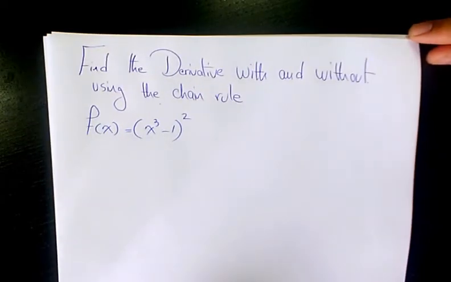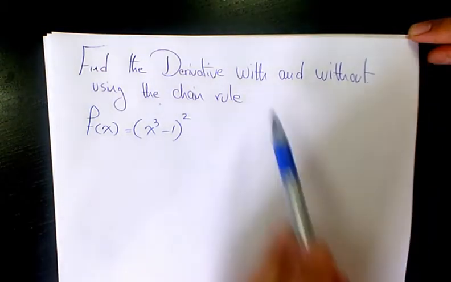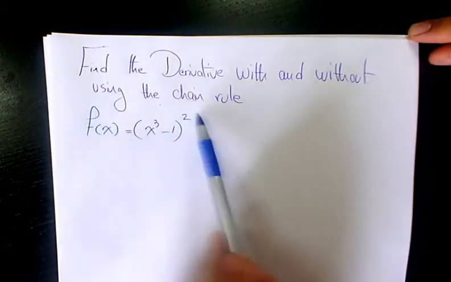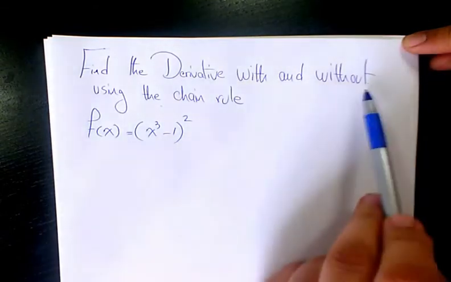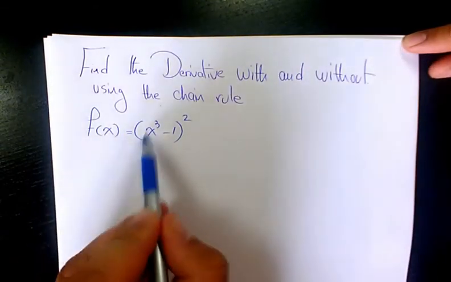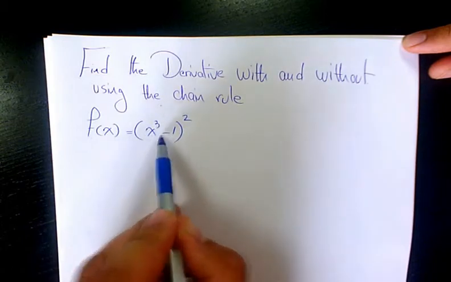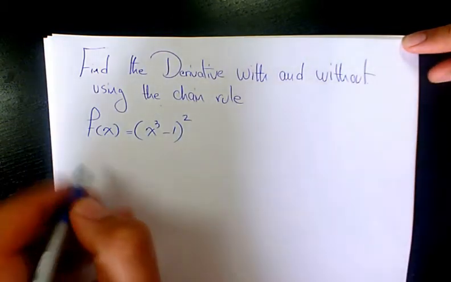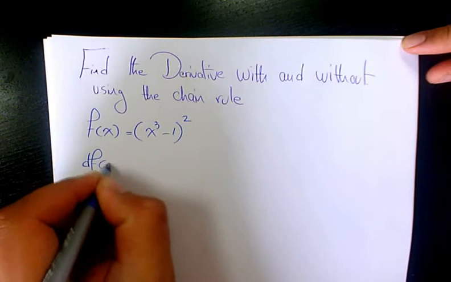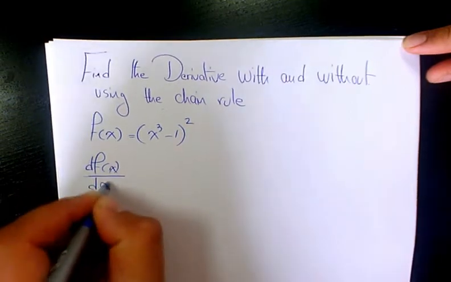Welcome to another video. In this video I want to show you how to find the derivative of this expression with and without using the chain rule. Let's start without. We need to find the derivative of f(x), which is (x cubed minus 1) to the power of 2. So the derivative of f(x) with respect to x.